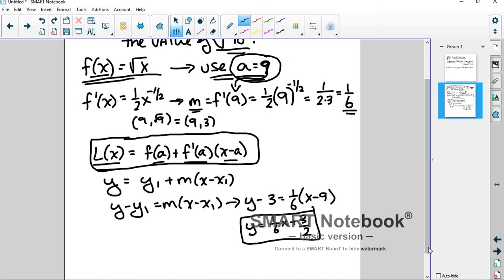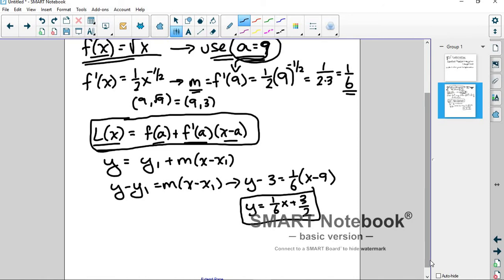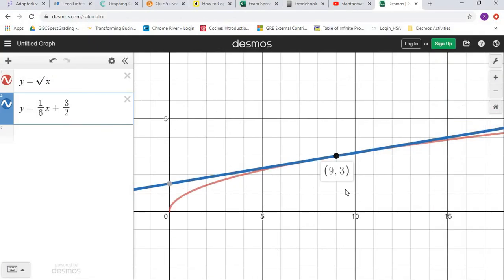Okay, so let me show you the picture just to make sure you're following. Here they are intersecting at the point 9, 3. The blue is the tangent line, the red is our actual curve of the square root of x, and you can see clearly that those are going to be pretty good approximators.